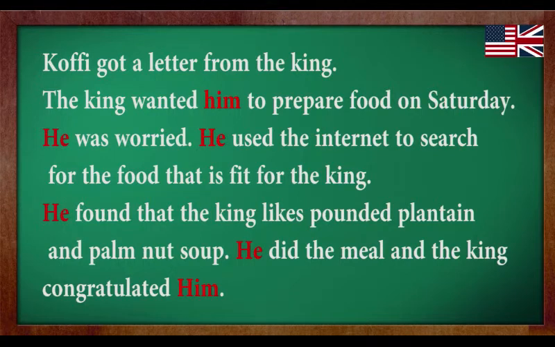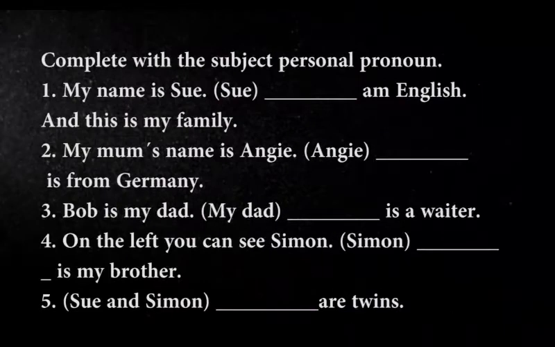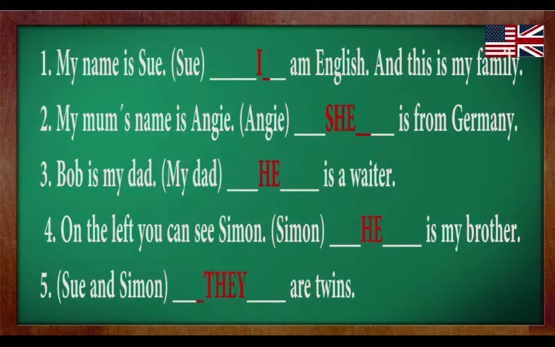Good job, everyone. Now, guys, let's do exercise 2. Complete with the subject personal pronoun. So it's feedback time. Number 1. "My name is Sue." Sue, you have to find the personal pronoun and the subject which goes there. Here, you're going to say, "I am English. My name is Sue. I am English. And this is my family."